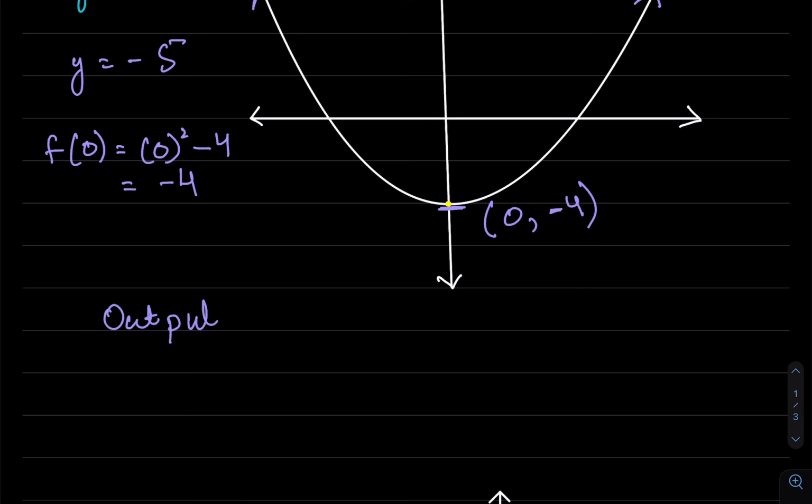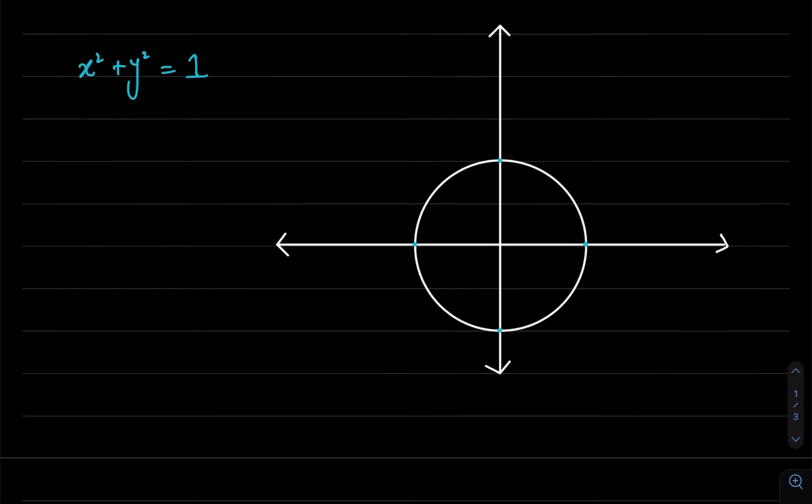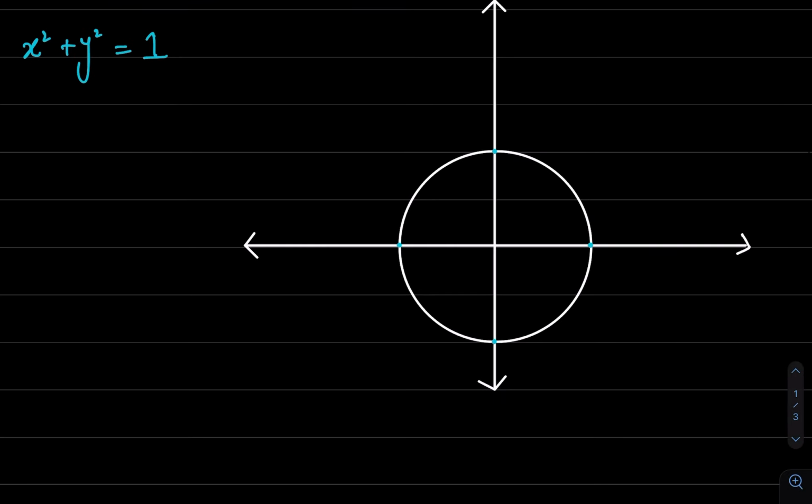So as we saw in the previous example, there were some outputs that were restricted, that you couldn't possibly get, for example -5. And in this one, there are some inputs that you cannot put into the function. Let's try putting them in and see for ourselves what happens. As you can see, the equation here is x squared plus y squared equals 1. We know that this is going to be 1, and this is going to be -1. This is going to be 1 as well, and this is going to be -1 right here.